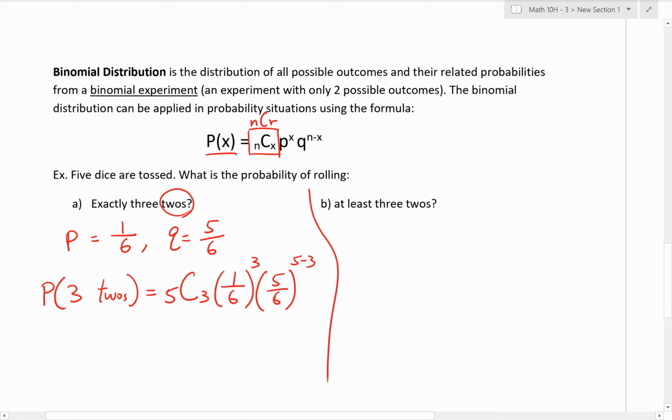So basically it makes sense, right? This 1 out of 6 cubed means this happened 3 times. We want to have a 2 three times, and we want to not have a 2. So 5 out of 6 is the chance of that happening. We want that to happen twice. The 5C3 represents different ways of arranging success and failure, because it could be 2, 2, 2 and not a 2, not a 2, right? Or it could be 2, not a 2, 2, 2, not a 2, not a 2. So this 5C3 tells us how many different ways we can arrange these.